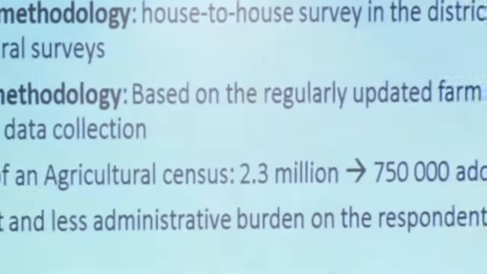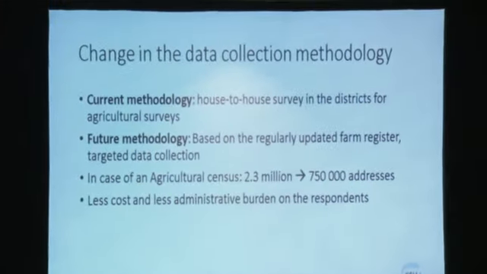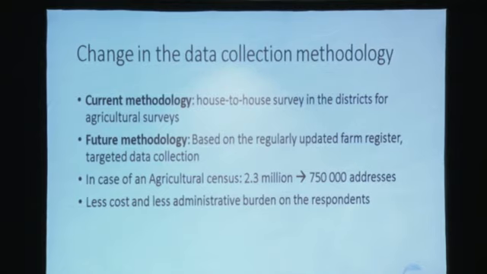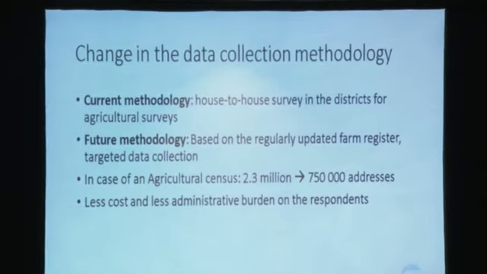The third element is a change in the data collection methodology. Currently, because we cannot use a register for these purposes, what we do is a house-to-house or door-to-door survey in the districts for agricultural surveys. We do it for the agricultural census, for the farm structure surveys, and also for the semi-annual agricultural surveys.